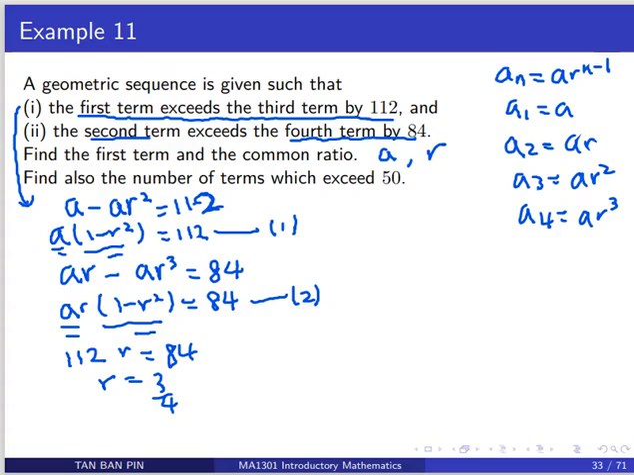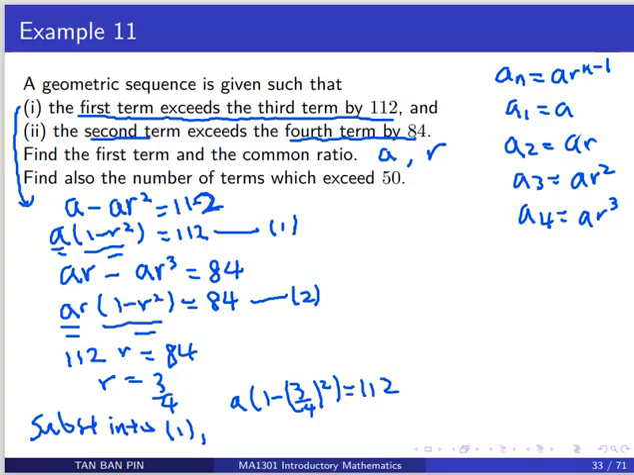And then you can substitute into equation 1. Then you will get a(1 - (3/4) squared) is 112. So from here you can work out a will be 256. So we have found a and r.